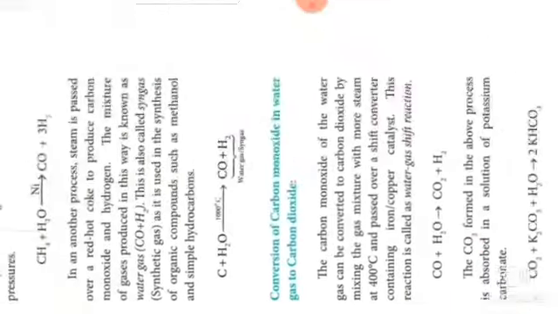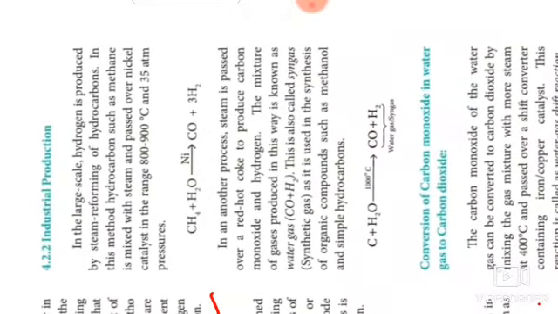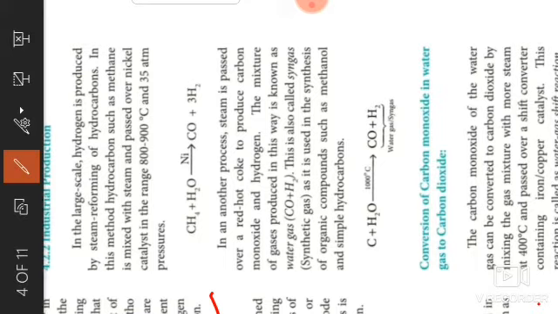Okay, so next one is the industrial production of hydrogen, how it is produced in industry. On a large scale, hydrogen is produced by steam reforming of hydrocarbons. Methane reacts with steam, passed over a nickel catalyst at 800 to 900 degrees Celsius and 35 atmospheric pressure, to form hydrogen. So that is the first method by which hydrogen is prepared on a large scale.